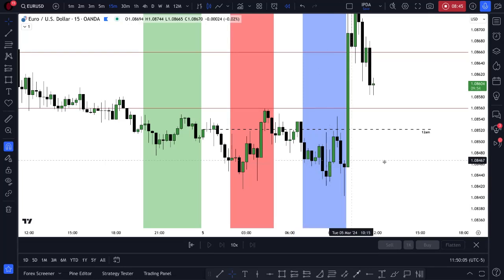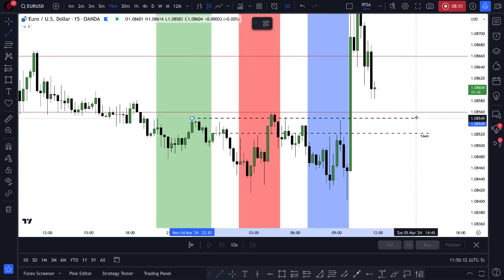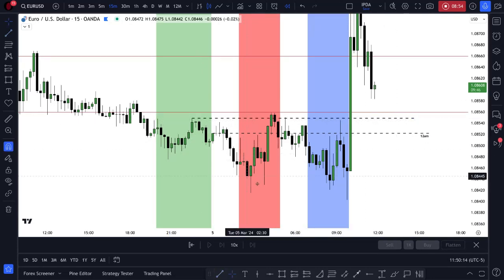Let's say you did miss the long setup below Asian session low. You can place a buy stop at the Asian session high and look to place a stop loss below the low that currently formed in either London session or New York session and look to hold for higher prices. Hopefully this was insightful.